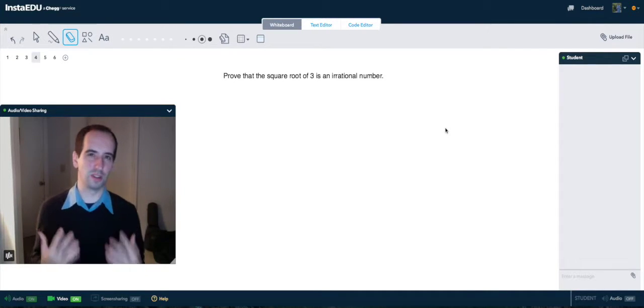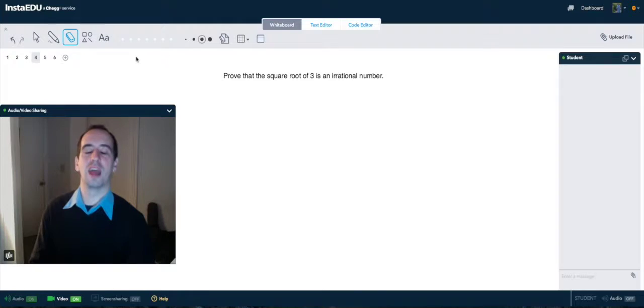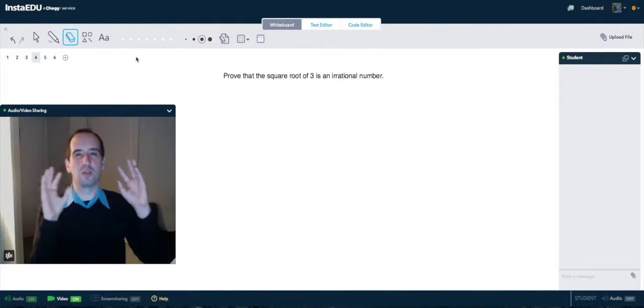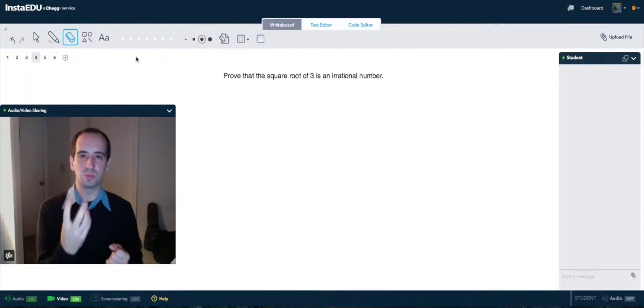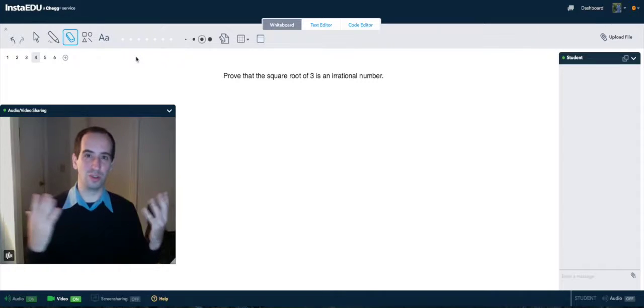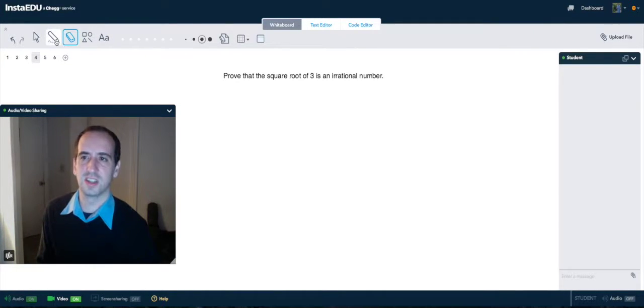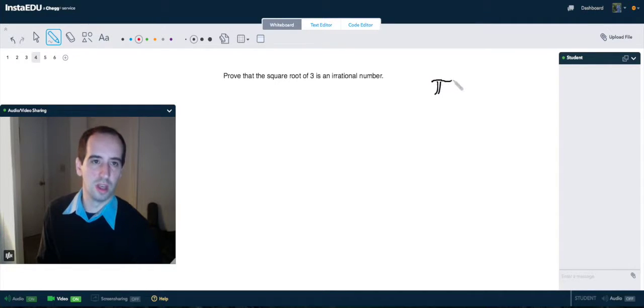Now, how are we going to do this? First thing we're going to do is just remind ourselves what a rational number is. And if we recall, a rational number just means that a number can be expressed as a ratio of two different numbers. So for instance, the number pi is famously irrational because, well, we can't express it as a ratio.